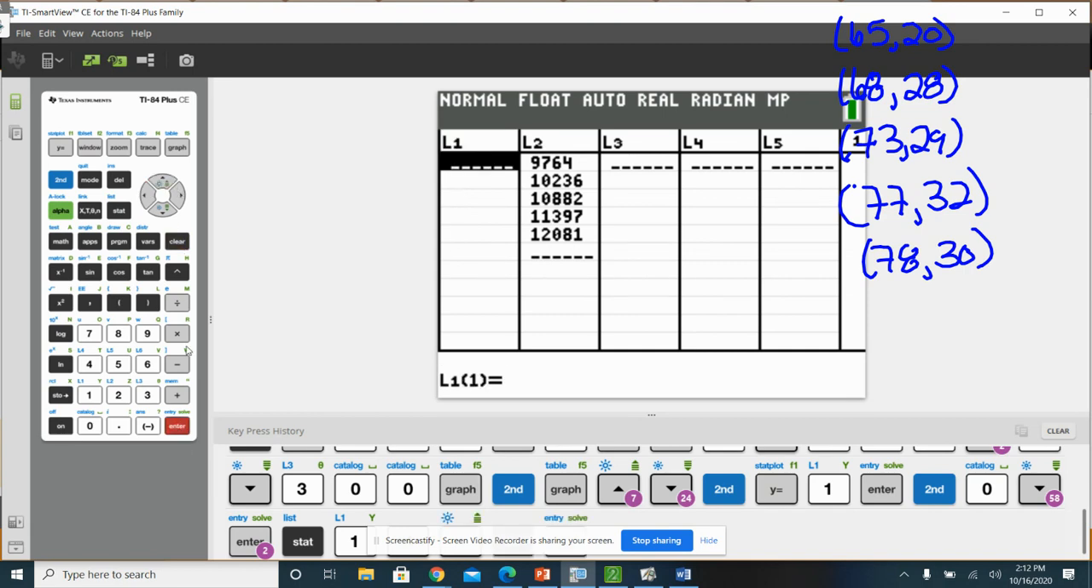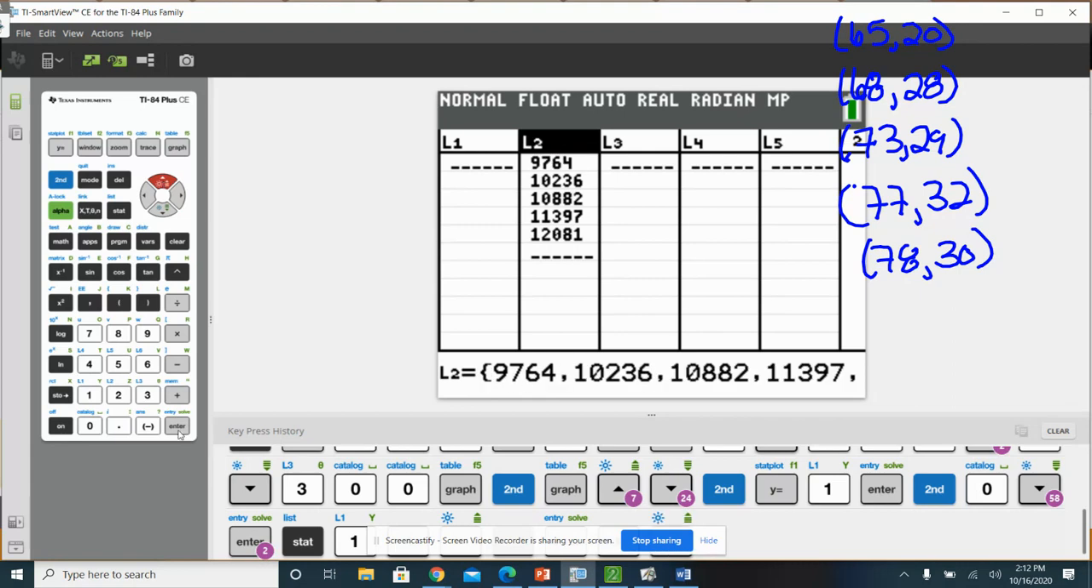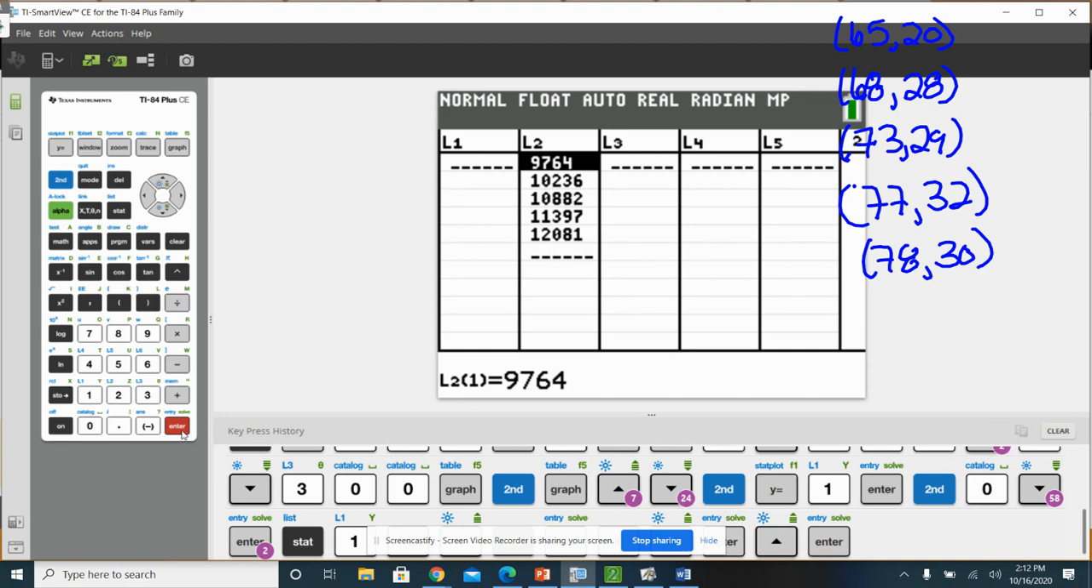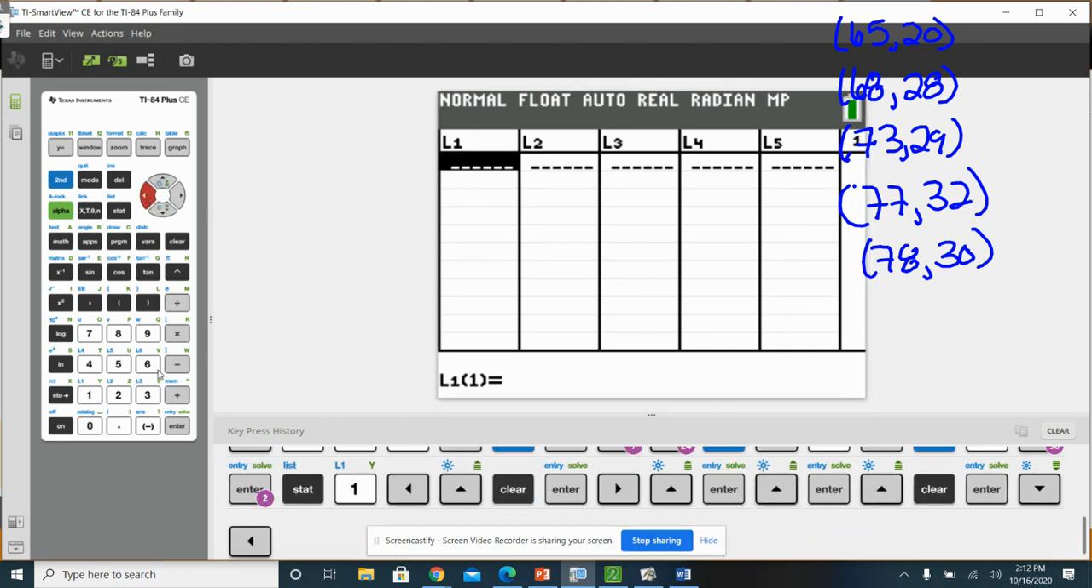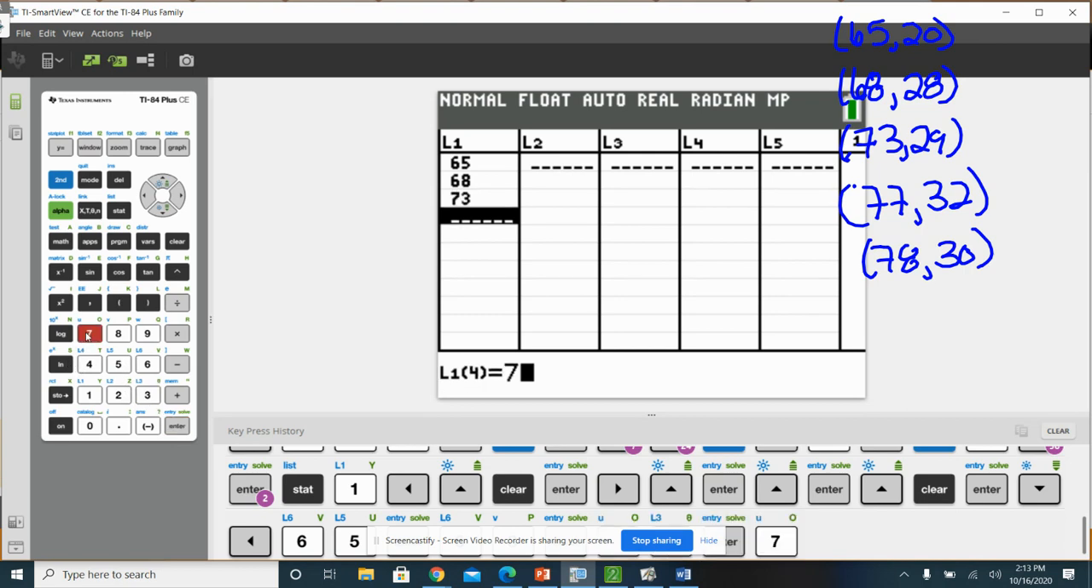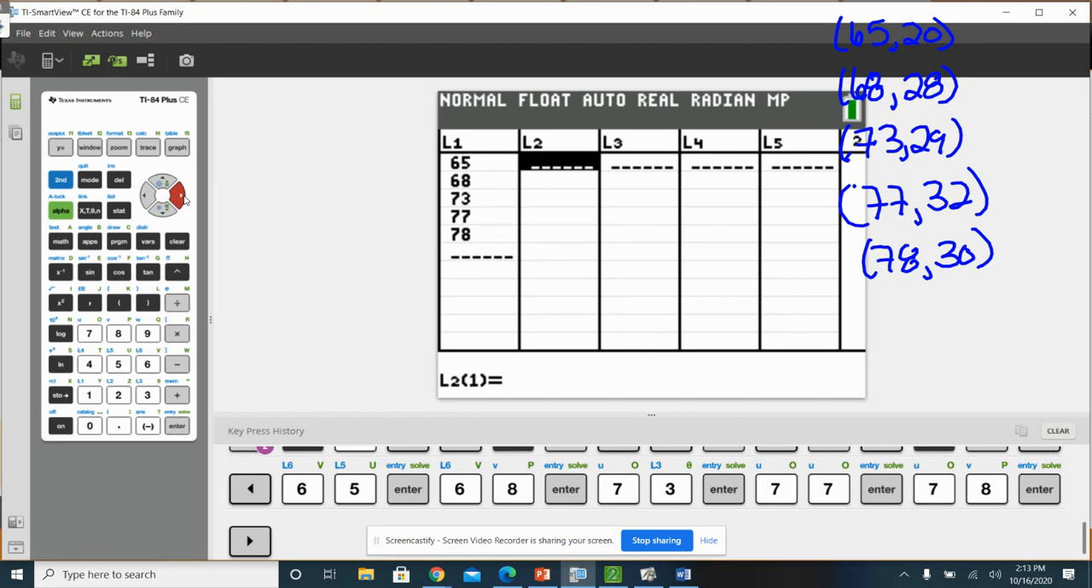I'm getting ready. I had some points in mine already. Okay, so we're going to treat this as our X column and this is our Y column. So we're going to enter the data in. So we'll hit 65, enter, and we'll hop on down. 68, enter. 73, enter. 77, enter. And 78, enter. Then hit the right arrow over, type in the Y values, 20.